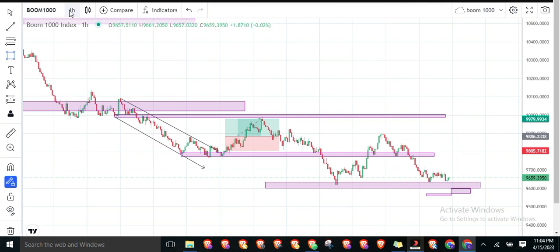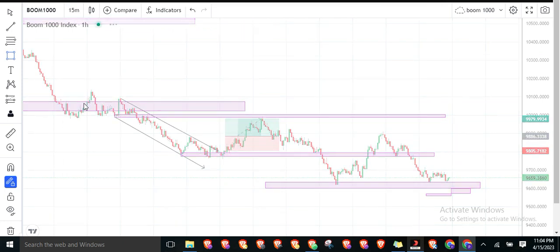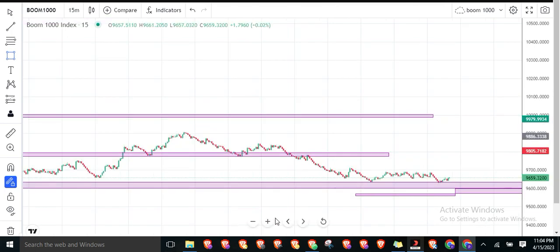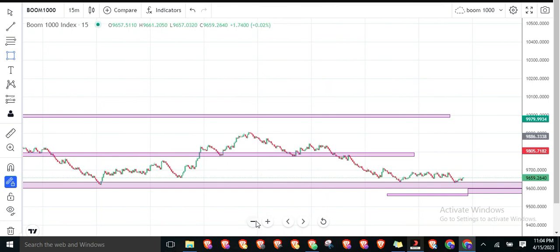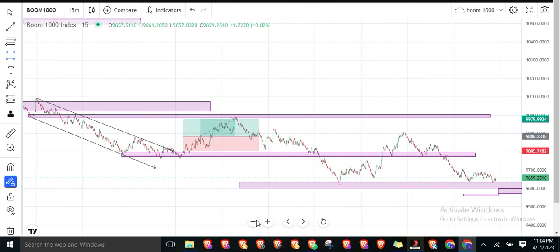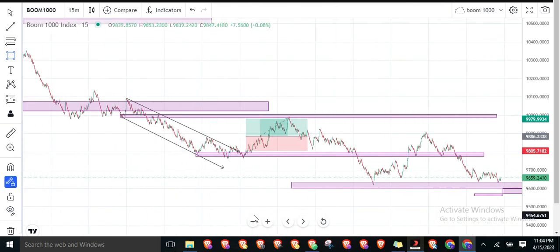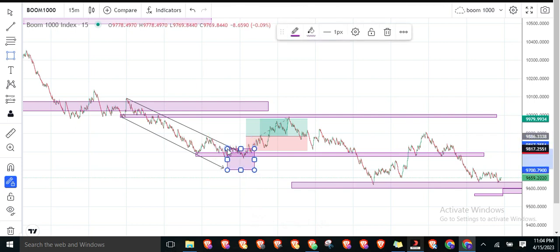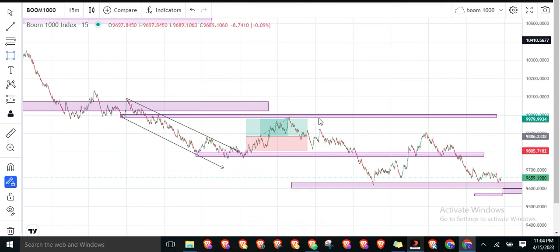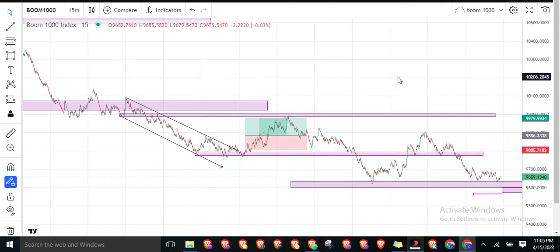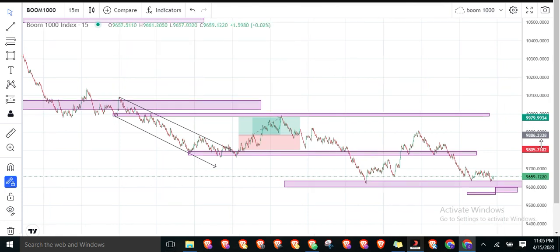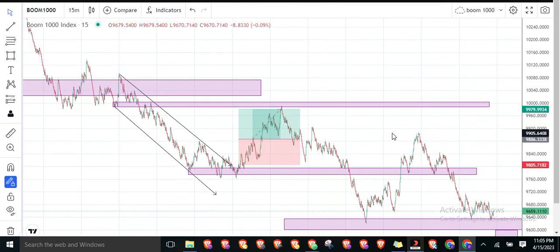So let's go to 15-minute time frames and see exactly how the charts look in 15-minute time frames. So this is the 15-minute time frame. Let me zoom in so that you guys can see very well. Okay, let me hold the mouse back. So guys, this is exactly how it looks when it comes to 15-minute time frames.